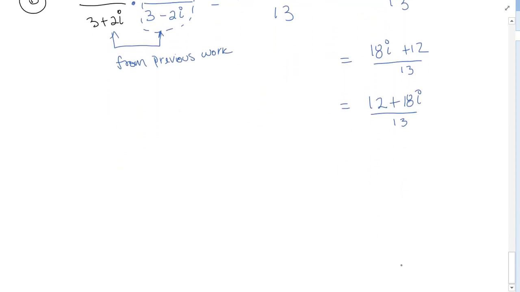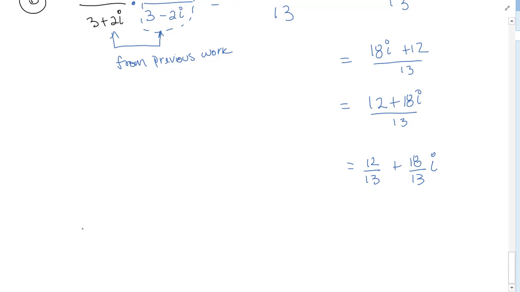In the homework, you may be asked to write the real part separate from the imaginary part, which just means splitting up the fraction. So the 12 over 13 is the real part, plus 18 over 13 i, and that's the imaginary part.